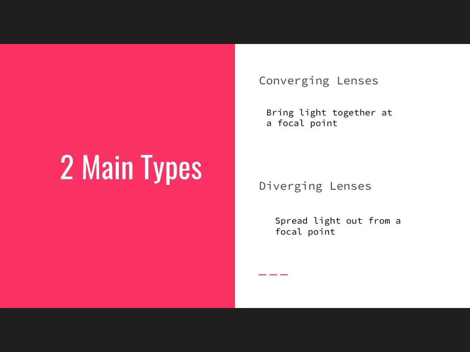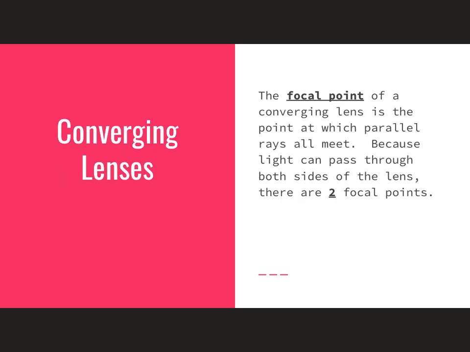And there's two main types of lenses. There are converging lenses, and they have this sort of convex shape to them, and there's diverging lenses. They sort of have an hourglass shape to them. The whole point of converging lenses is to bring light together, and with diverging lenses, the idea is to spread the light out. For converging lenses, we're going to focus on those for right now.